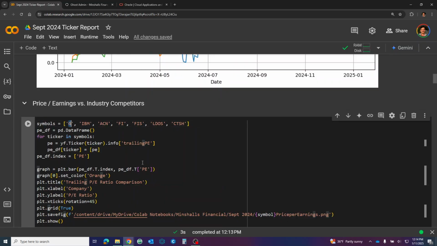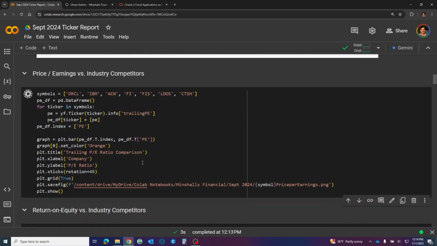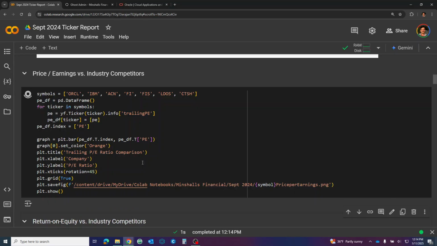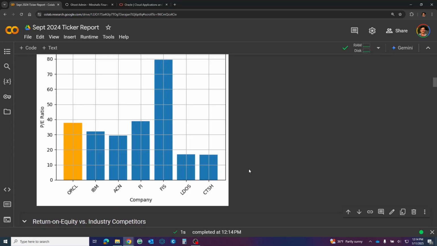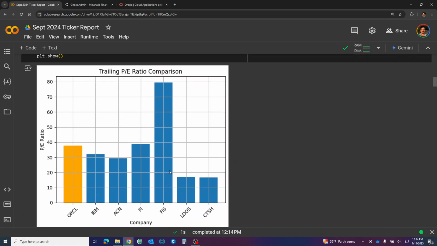And I did not prepare for this, so you can see I still have it. I just did Gen Impact before this video, so I'm going to have to make some adjustments to it. But you can see where Oracle is for its price per earnings ratio comparison. And it's important to compare price per earnings ratio to other companies within its industry.